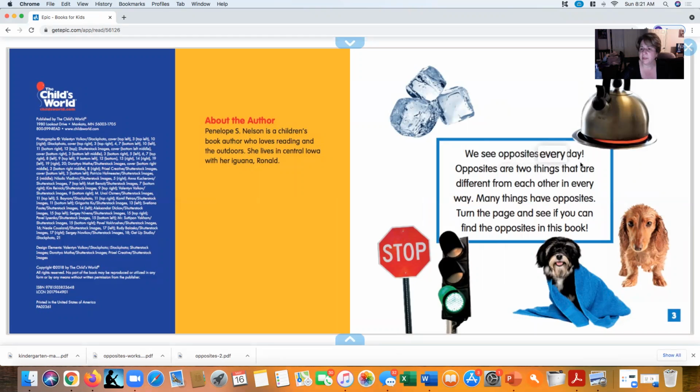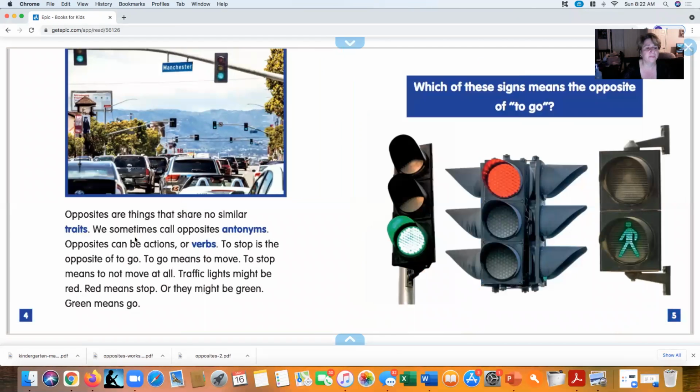We see opposites every day. Opposites are two things that are different from each other in every way. Many things have opposites. Turn the page and see if you can find the opposites in this book. Okay. Opposites are things that share no similar traits. We sometimes call opposites antonyms. Opposites can be actions or verbs. To stop is the opposite of go.